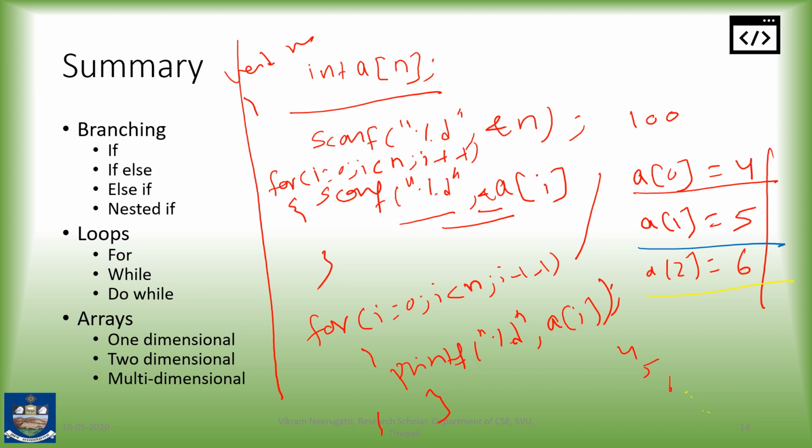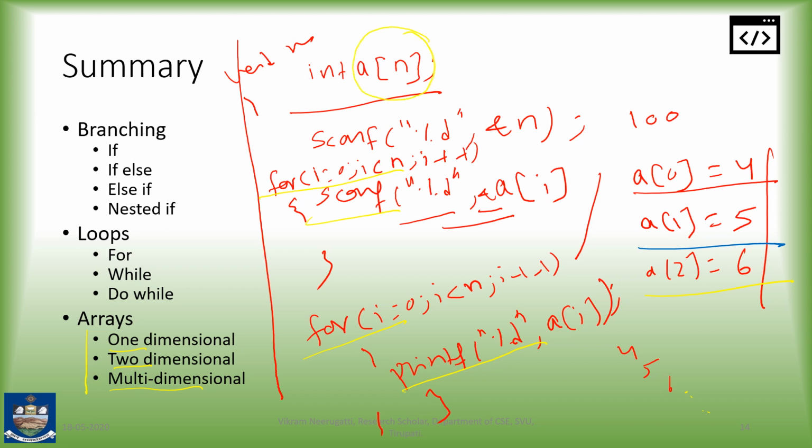Like that, continuously we can take the input with the help of scanf and print the output with the help of printf by using the loops concept. That may be a for loop, while loop or do while, anything you can use. So I have mentioned here arrays: one dimensional, two dimensional and multi-dimensional. In real time we have different dimensional data. Here we have discussed only one dimension.